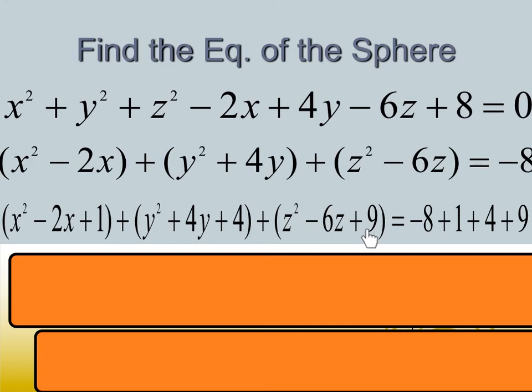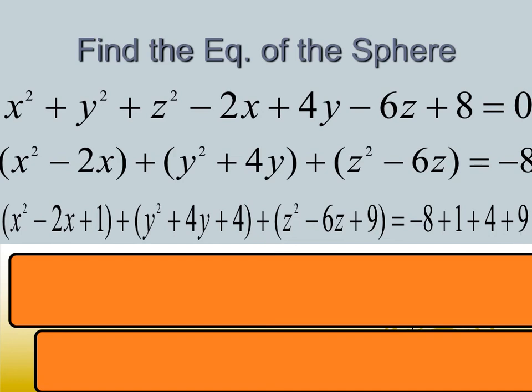On the other side, I have to add the same thing. So since I'm adding 1, I also add 1. Since I'm adding 4, I'm also adding 4. And lastly, since I added 9, I'm also going to add 9 to make sure my equation stays balanced. If again we had a value in front, let's say I had a 2 here, then this value would be an 18, because I have to multiply this 9 by that coefficient on the outside. So I'd be adding an 18 on the outside instead.